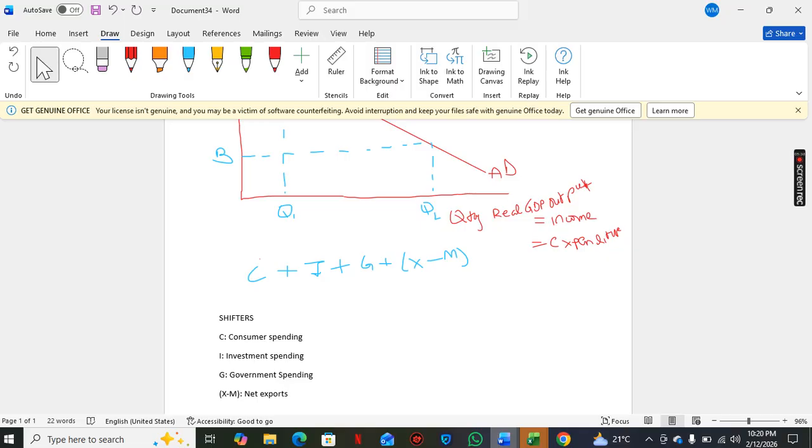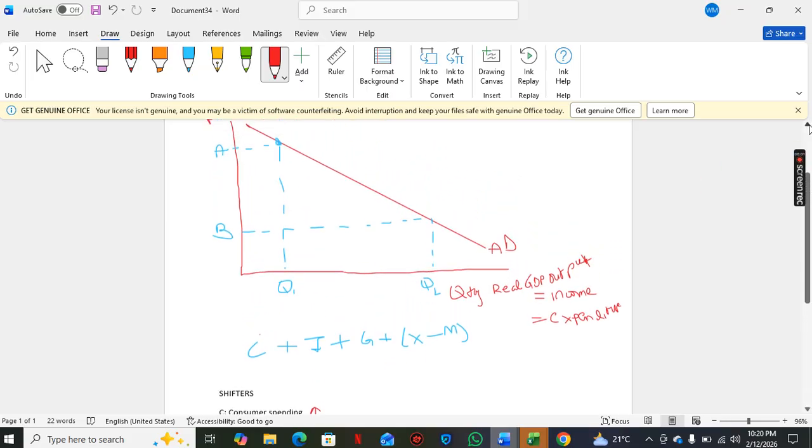Colleagues, these are the shifters. If there's any increase in consumer spending by the households, colleagues, why are we called households? I haven't heard the answer yet. There's investment spending by businesses, government spending, and foreigner spending. Then your aggregate demand curve will shift to the right.